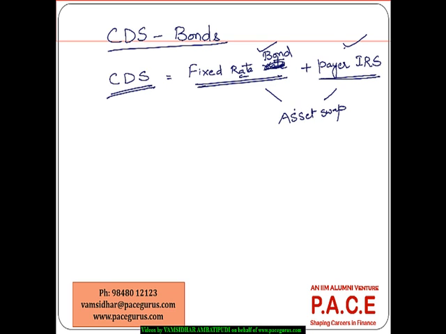So simply speaking, the spreads from the CDS and the bond markets should be similar. But in reality, there could be a lot of differences between the two because of various technical and fundamental factors.